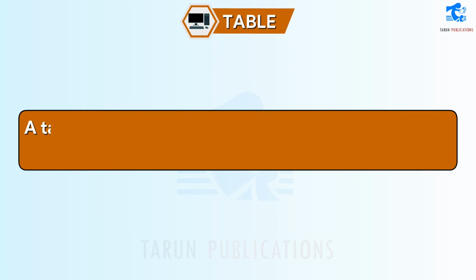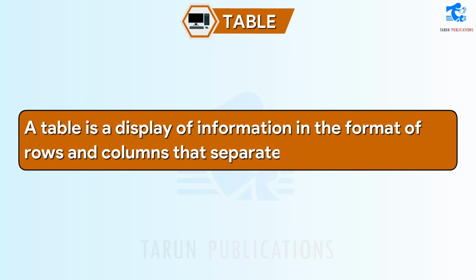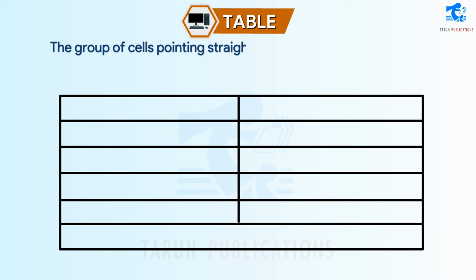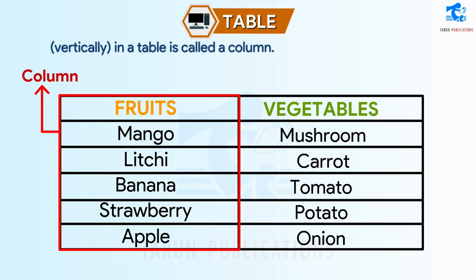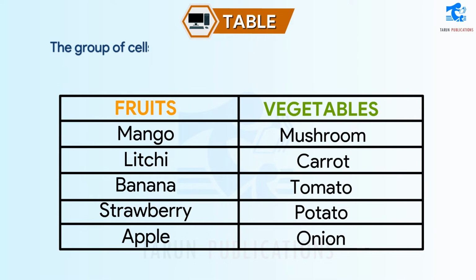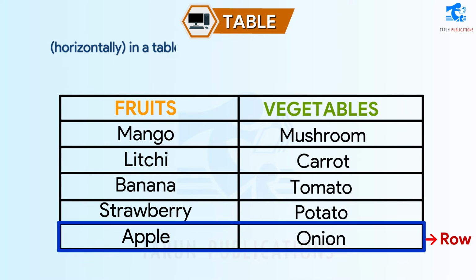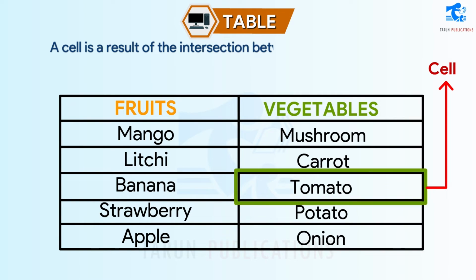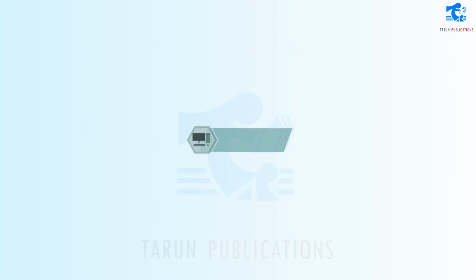Table. A table is a display of information in the format of rows and columns that separate the data in each cell. The group of cells pointing straight down or top to bottom, vertically, in a table is called a column. The group of cells pointing from side to side or left to right, horizontally, in a table is called a row. A cell is a result of the intersection between columns and rows. It is the space where columns and rows join together.